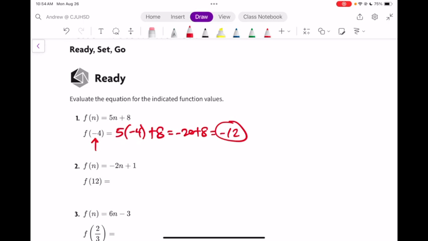Replace n in the function definition with 12. Negative 2 times 12 plus 1. That's negative 24 plus 1. Or negative 23.